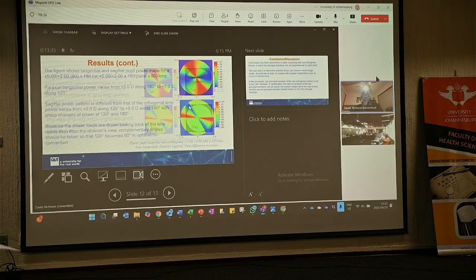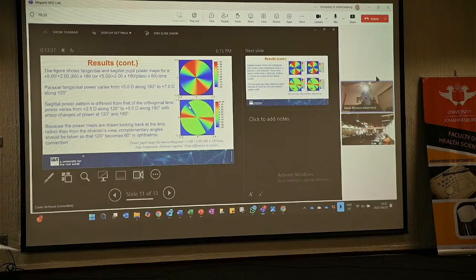We've got power for the sensible one varying from 2.5 degrees along 120, 9.5 dots along 180. And you see you get these very sharp power changes at 120 and 80. I should mention that this is actually a Remax representation. And if you have the ordinary representation, you have to complement the angles, where I've got 120 become through.